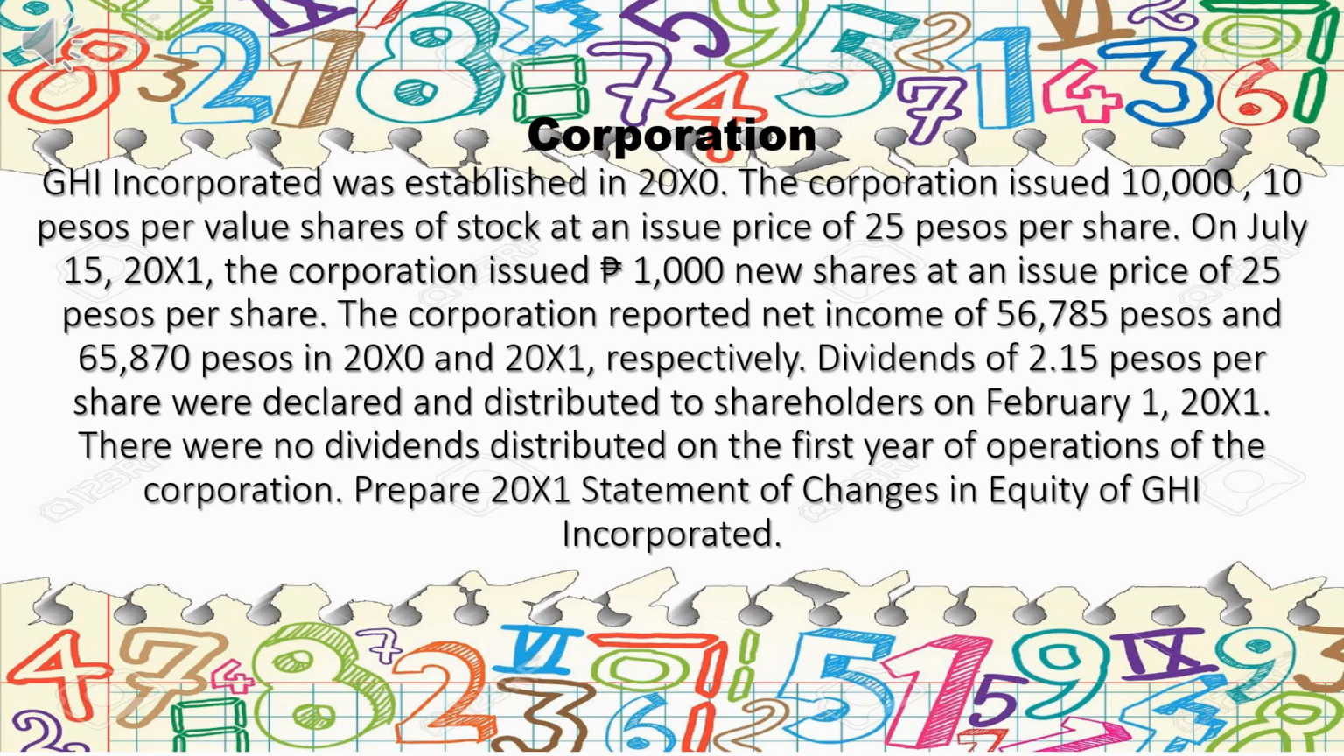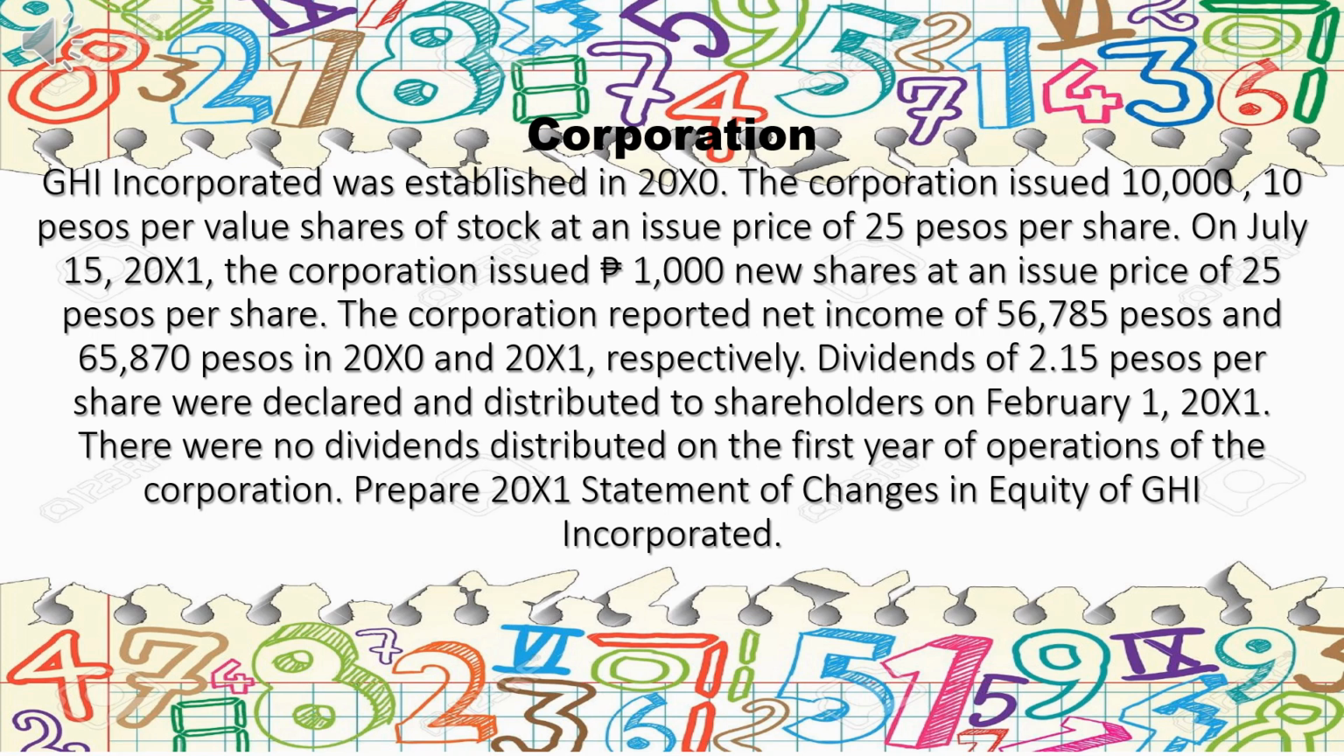Let's have an example of a statement of changes in equity in a corporation. GHI Incorporated was established in 20X0. The corporation issued 10,000 shares with a par value of 10 pesos per share at an issue price of 20 pesos per share. On July 1, 20X1, the corporation issued 1,000 new shares at an issue price of 25 pesos per share.